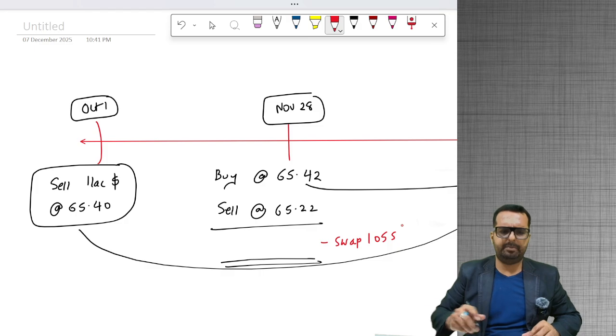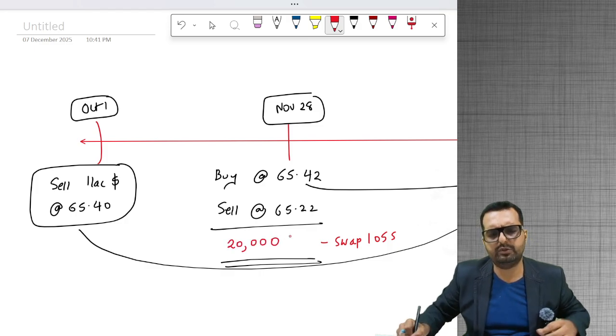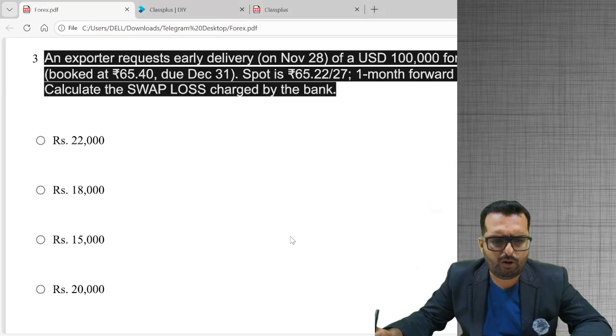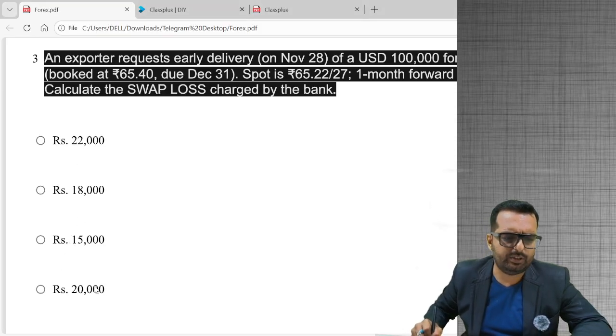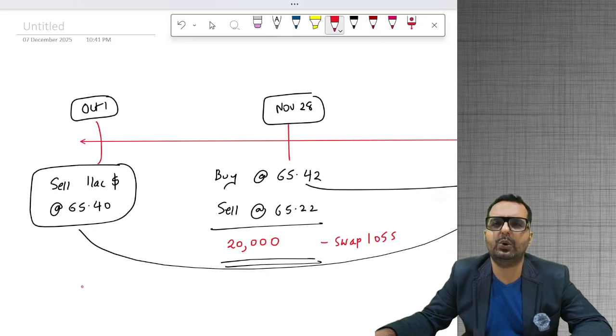So you're making a 20 paisa loss, that is a buy at 65.42, sell at 65.22. So they're making a loss of 20,000 in this case. All right. 20,000. This is the answer, friends. I hope you're clear with this part now. Thank you so much.